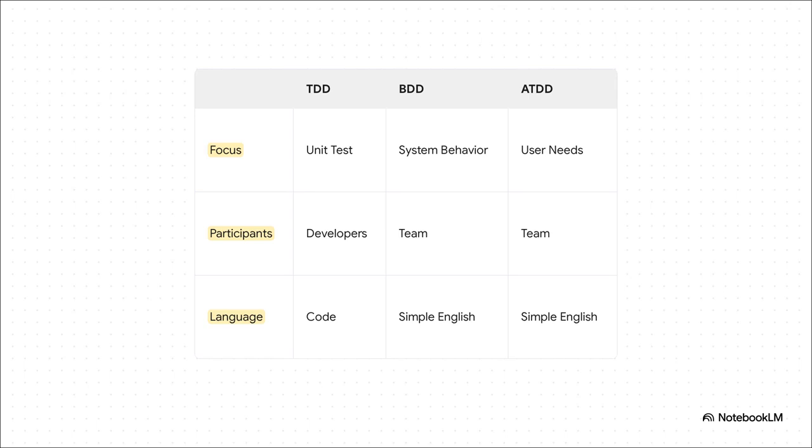ATDD and BDD, on the other hand, are way more zoomed out. They're both about collaboration between technical and business folks. They are very, very similar. BDD is sort of an evolution of ATDD that focuses more on describing the system's behavior. But really, at their core, they share the exact same collaborative DNA.